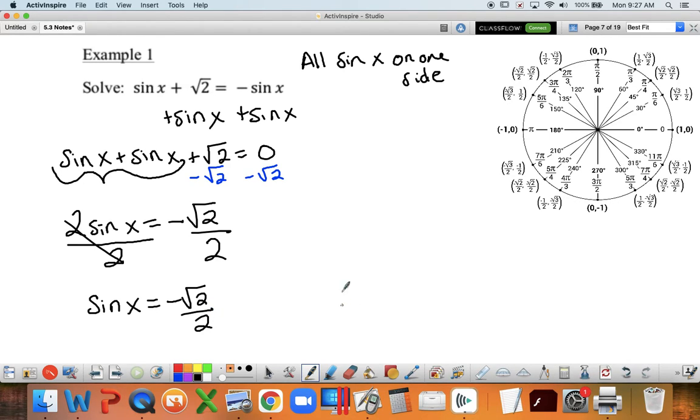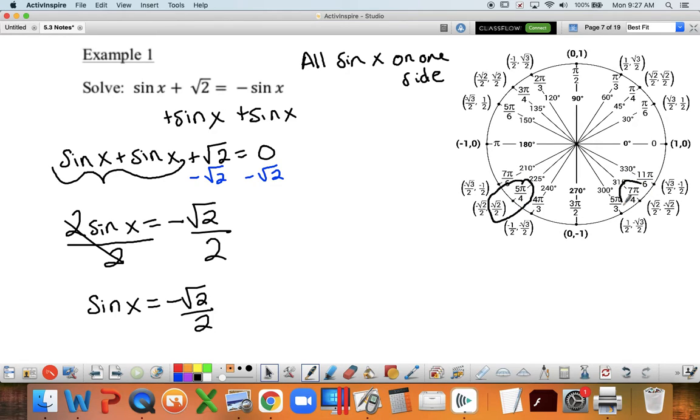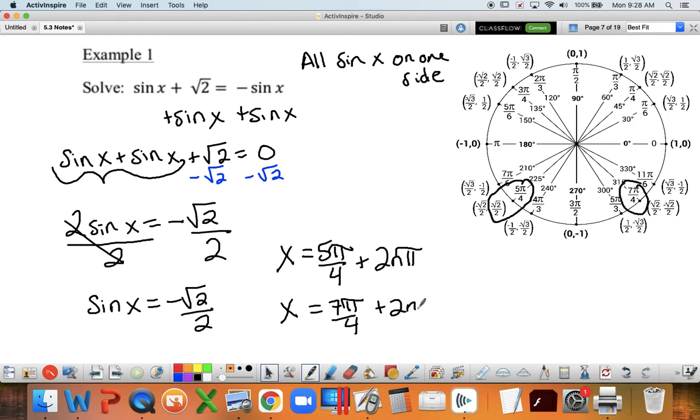So I'm going to look over here at my unit circle. Let me make it a little bit bigger so we can see. And I say, okay, my sine of x values that have negative square root of 2 over 2, right here and right here. So my solution for this is that x can be 5 pi over 4 plus any coterminal angle with it, or x can be 7 pi over 4 plus any coterminal angle with it. So those are the solutions.